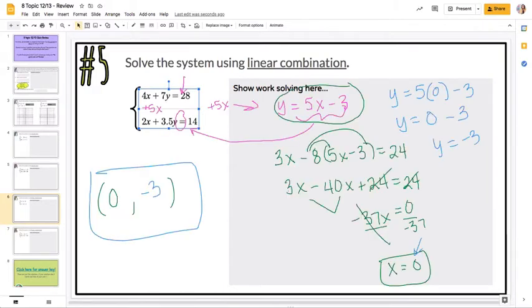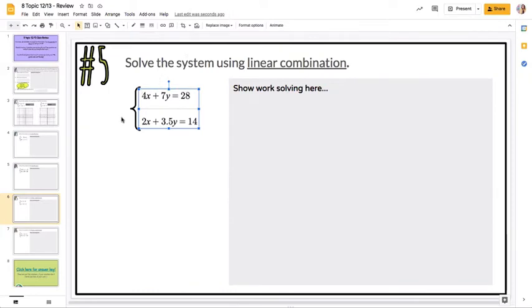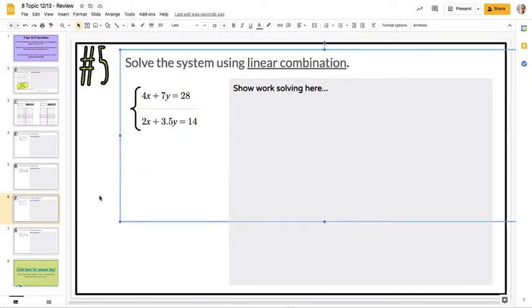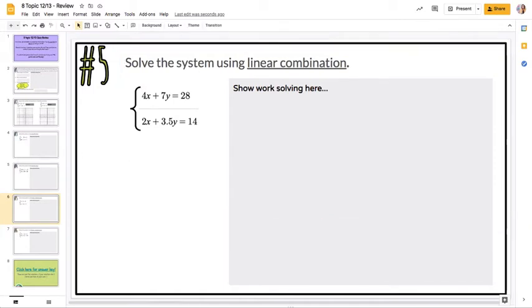But if we were to add this up together, nothing would cancel, nothing would eliminate. So when that's the case, we're going to have to multiply one or both of our equations by something that will make them cancel. In this case, I see 4x and 2x are very similar to being the same. So I'm going to multiply this entire second equation by -2, because that will make 2x become -4x. And when I add 4x and -4x, they will eliminate each other. Remember, linear combination is the same as elimination.